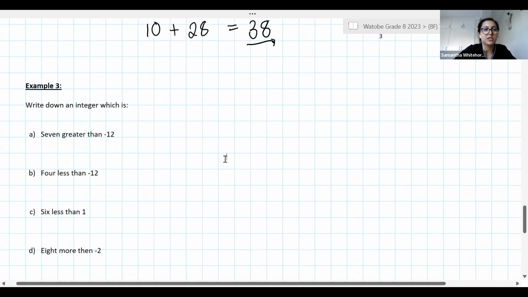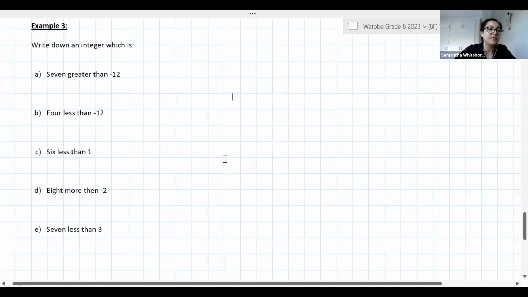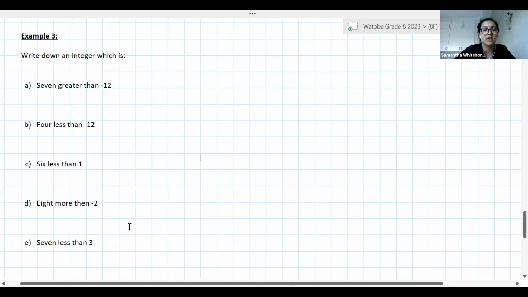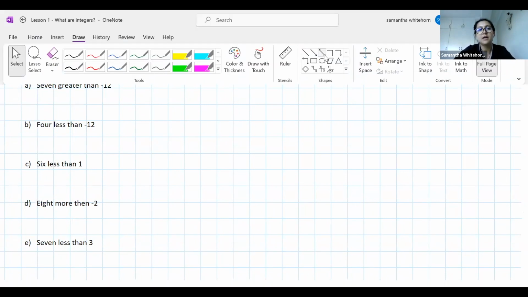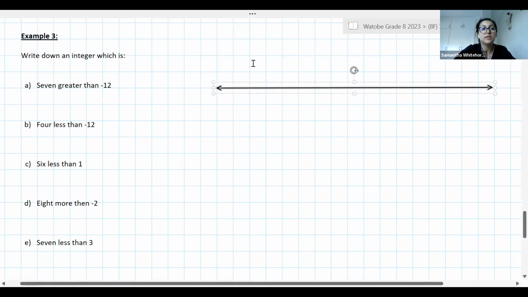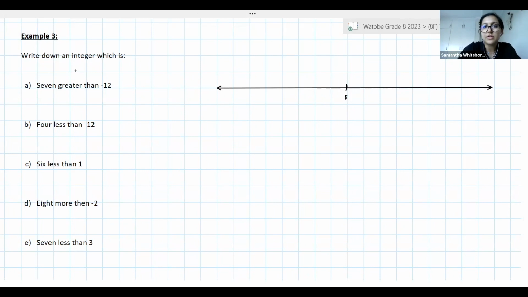If we have a look at example 3 here, I have 5 questions where I'm asking you to look at what I've given you and write down certain answers. So, is 7 greater than negative 12? Again, if we think about our number line, I'm going to try to draw a number line here. We can use this number line to figure out what these things are. Maybe I should use the correct pen here. So 0, 1, 2, 3, and so we can keep going.